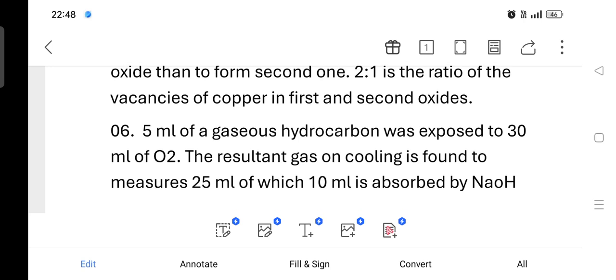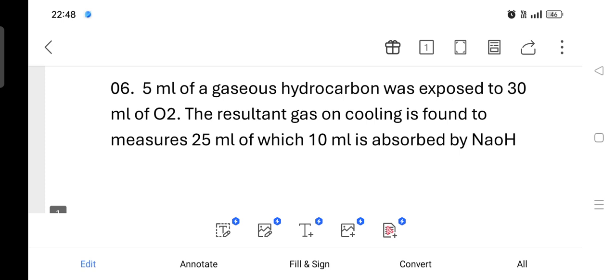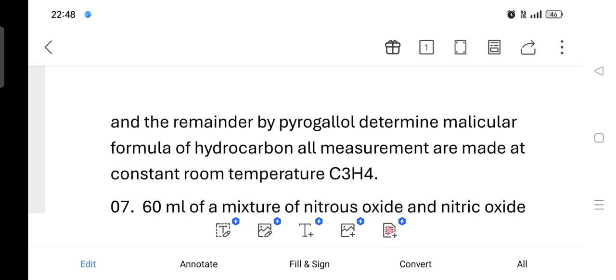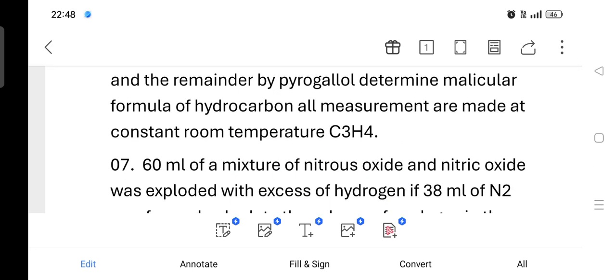5 ml of gaseous hydrocarbon was exposed to 30 ml of O2. The resultant gas on cooling is found to measure 25 ml, of which 10 ml is absorbed by NaOH and the remainder by pyrogallol. Determine the molecular formula of the hydrocarbon. All measurements are made at constant room temperature. C3H4.